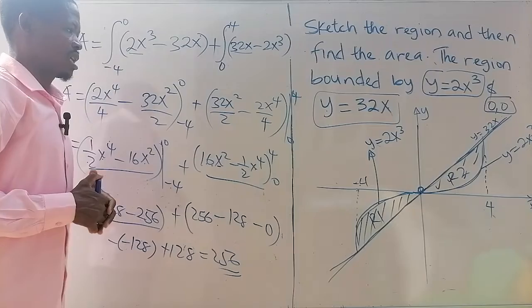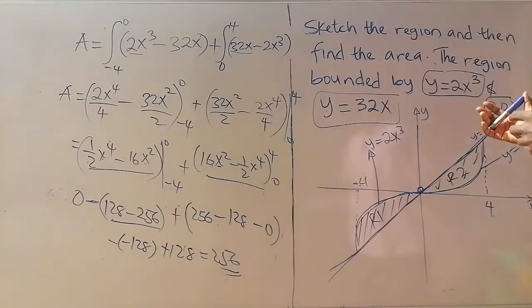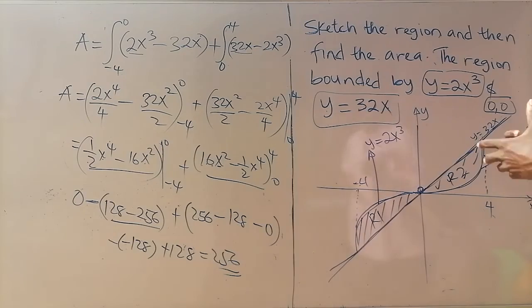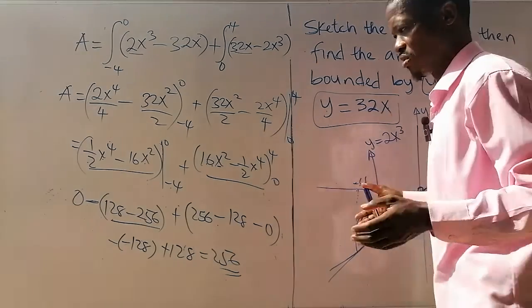So that's the area for this question. It's very simple. Get your points of intersection, then graph those functions, and then begin to interpret and get the area. So that's that on this question.